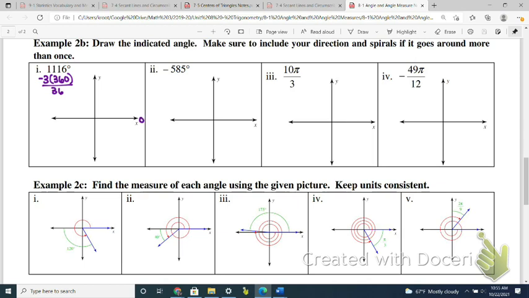So here's my 0. Here's my 90, 180, and 270. So I'm going to go around, and this is where we draw our spirals. I'm going to go around 3 times. 1, 2, 3. And now I'm going to draw a 36-degree angle. So that is about right here. I will continue my arrow or my spiral until I get to that line, and then I will say that is 1,116 degrees.